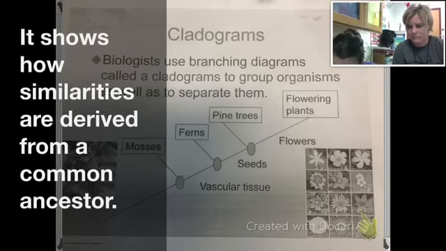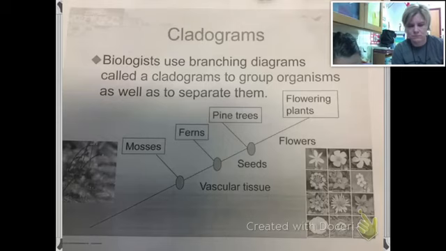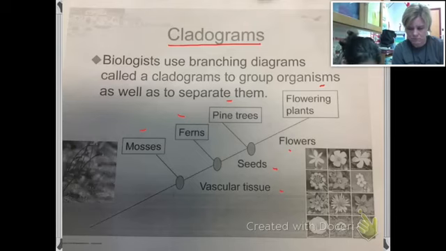Okay, so we start off with understanding that this is called a cladogram, right in here. Again, biologists use these branching diagrams called cladograms to group organisms as well as to separate them. Up on top we have the different species, and then down at the bottom we have their characteristics and how they differ. Down here, these are called nodes.